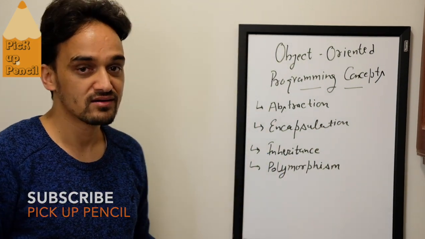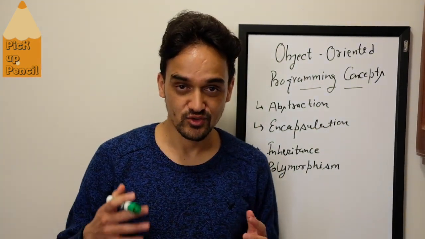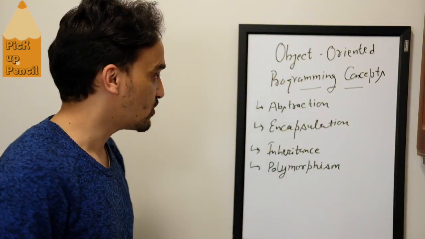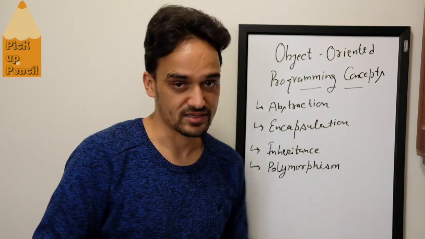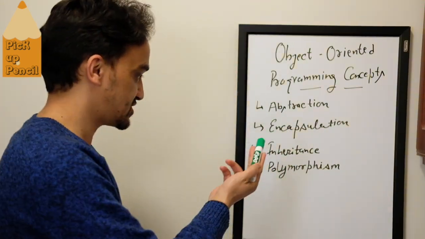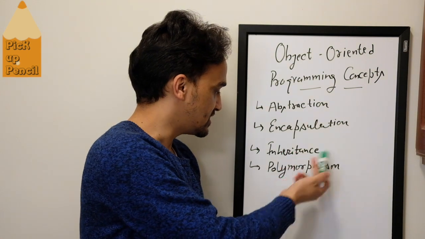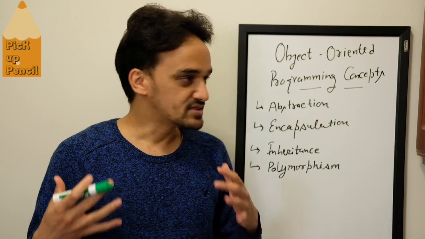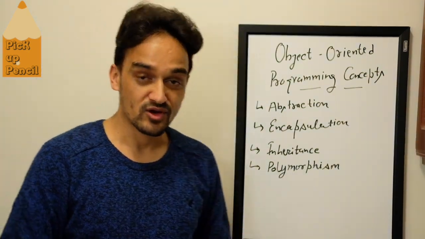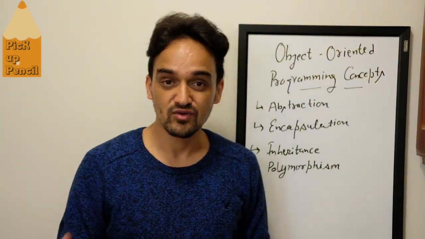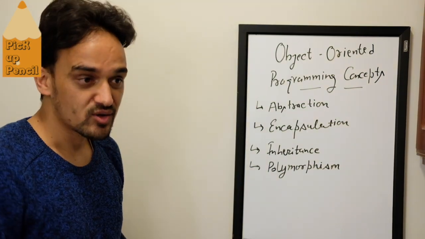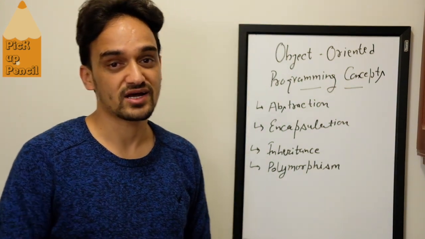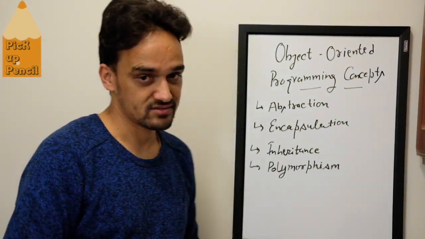In the last video we learned that Java is an object-oriented programming language, and in today's video we are going to learn about object-oriented programming concepts. Those concepts are abstraction, encapsulation, inheritance and polymorphism. These concepts are a really powerful way by which we can build a secure, reusable and very easy to write code application.